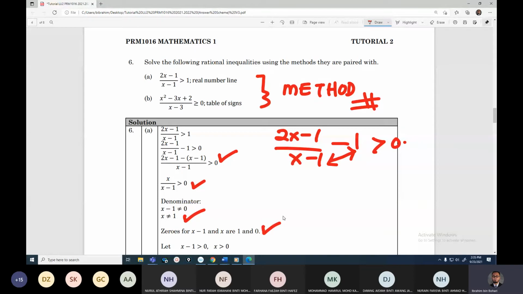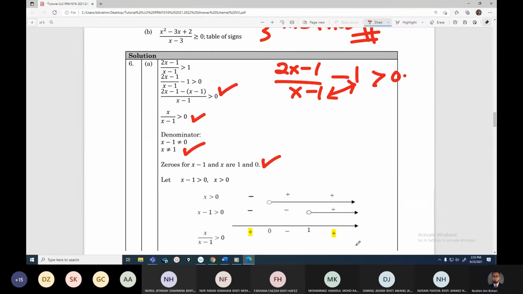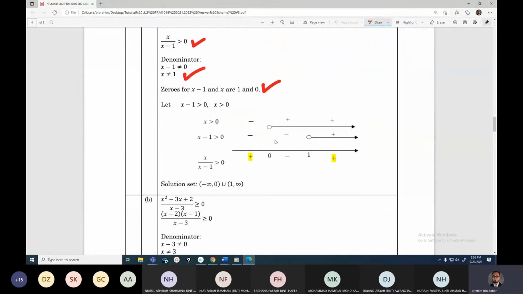So you draw the number line. Okay, the first value of x here equals 0, and the second value of x equals 1. Greater than 0: negative, positive, positive. Greater than 1: negative, negative, and positive. And then the answer. Okay, so this one is greater than 0.